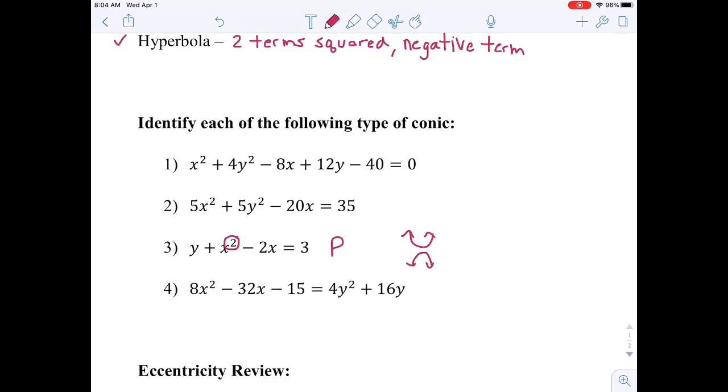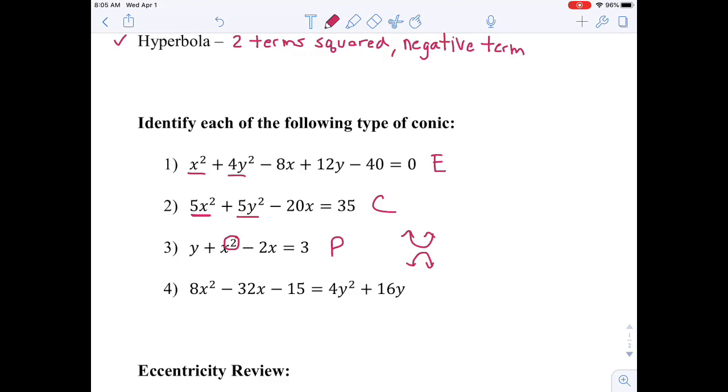If I look at number 2, I see 5x squared and 5y squared. They're both positive. That's going to be my circle. Now you can do these in any order you want. Circle, you don't have to worry about which direction. Now we look at number 1. X squared and y squared are both on the same side. They are both positive, but the coefficients are different, so that's going to be our ellipse.